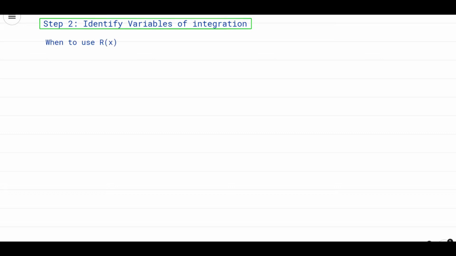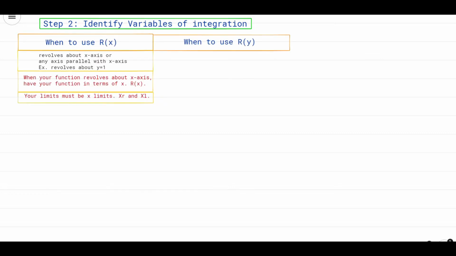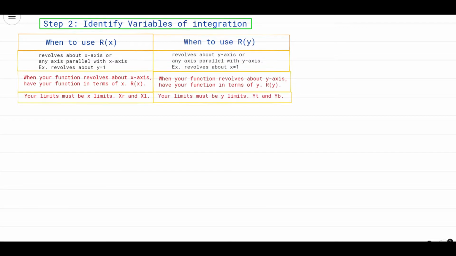So for step 2, what we're going to do for the washer method is identify the variables of integration. One thing I would like to do is familiarize you with this chart I'm about to show you: when to use r of x, and when to use r of y. We use r of x, and this is very similar to the previous method. Again, if you don't know that method, learn it first before you do the washer method, because you want to build your way up, not scale downwards.